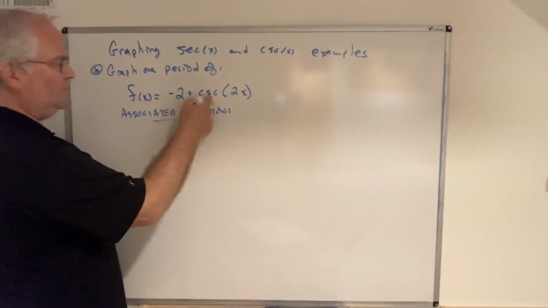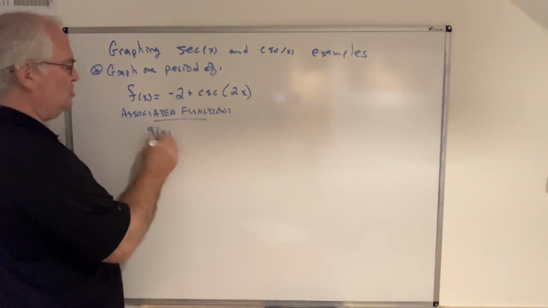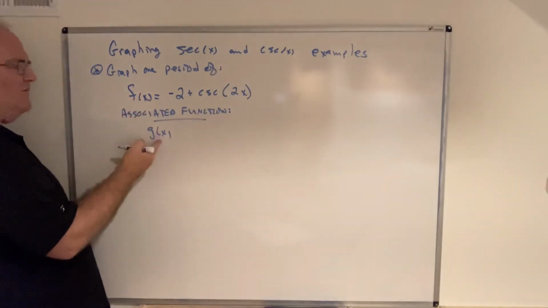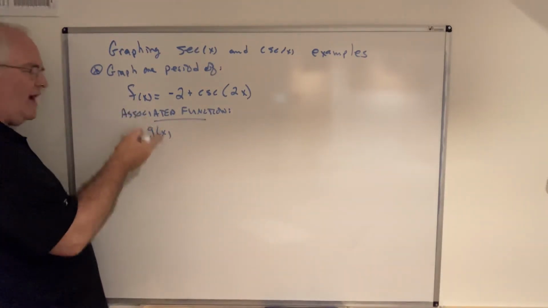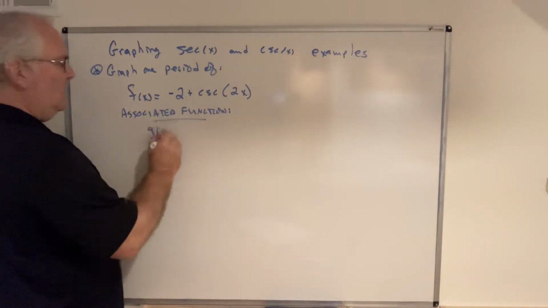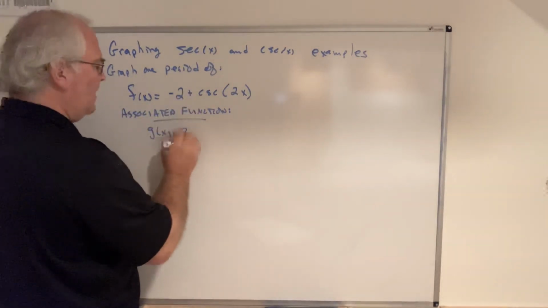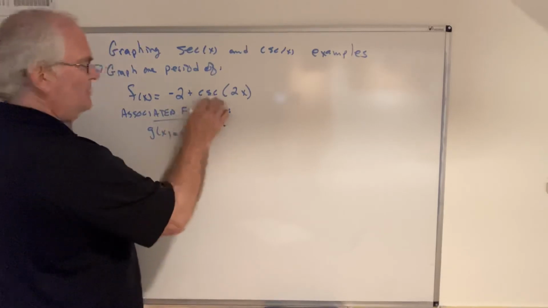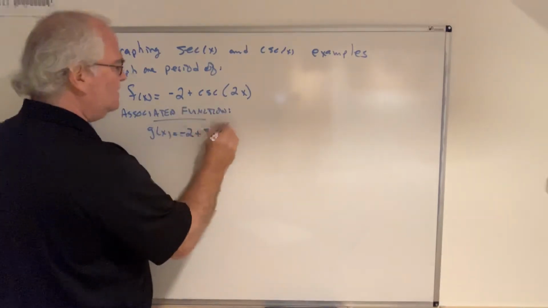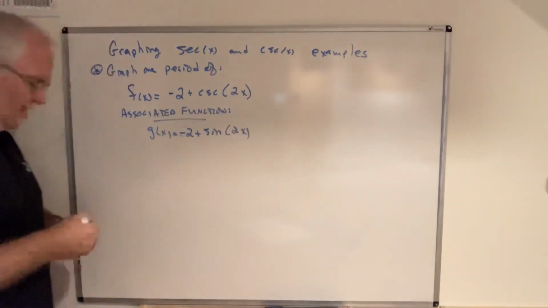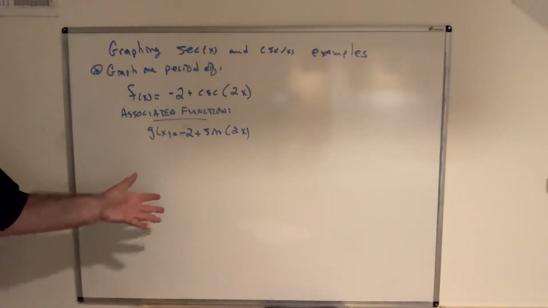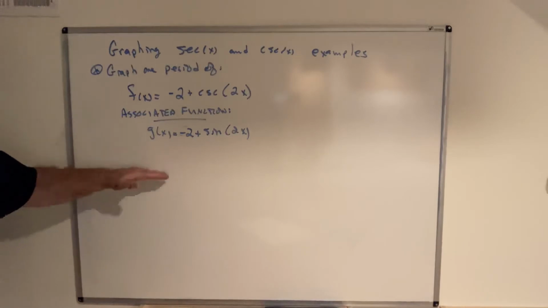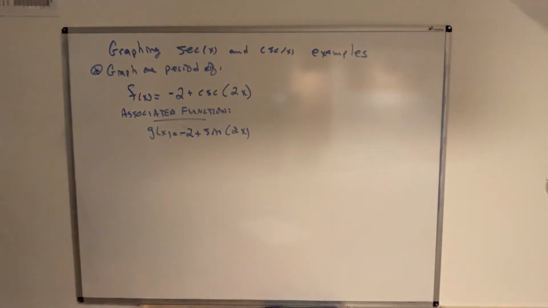The associated function for cosecant, this is g. If this is g, make this a different letter, f or h or j or k. But everything else is the same. We have -2, but this needs to be sine of 2x. And then we sketch the graph of -2 plus sine of 2x, dotted line, as the structure, the stepping stone to get to the graph of cosecant.